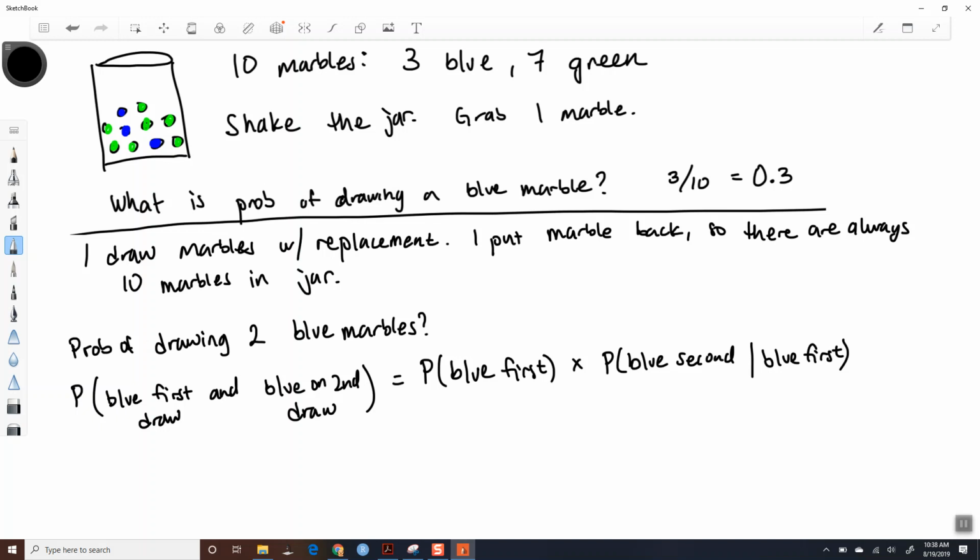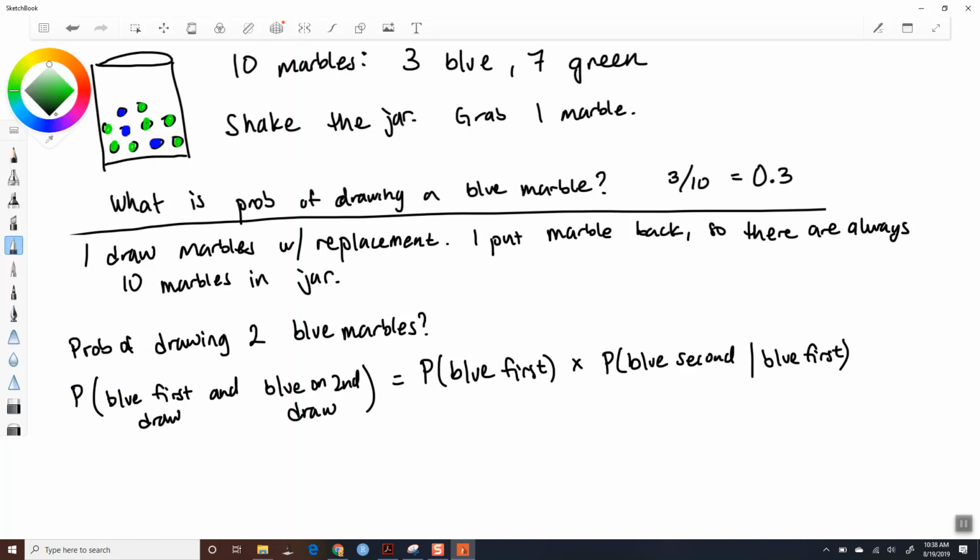But if I drew a green marble, then I'm going to have 9 marbles, 3 are blue and 6 are green. And so what remains in the jar is affected by what happened in the previous draws. So that's a situation where the draws are not independent. What happened earlier affects what's going to happen next. Whereas in this case, because I'm always putting everything back and resetting the jar, each draw is independent.